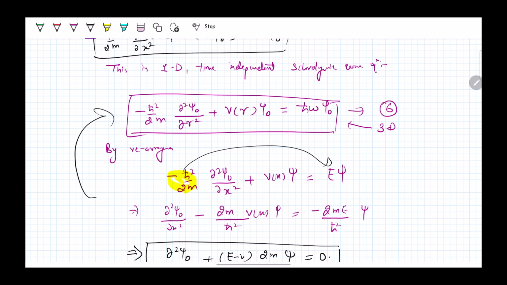So this is how we can find out Schrodinger's wave equation, which is applicable for a number of applications.